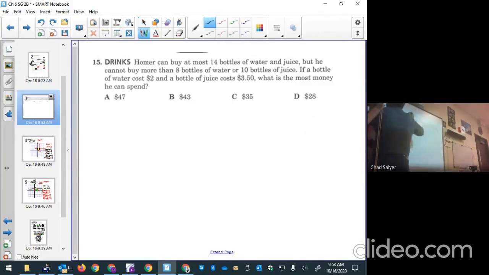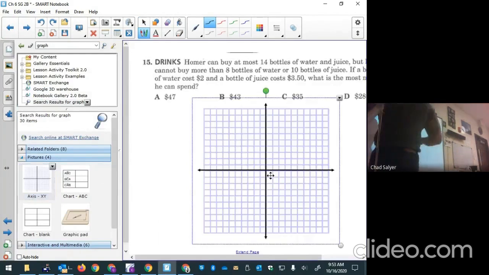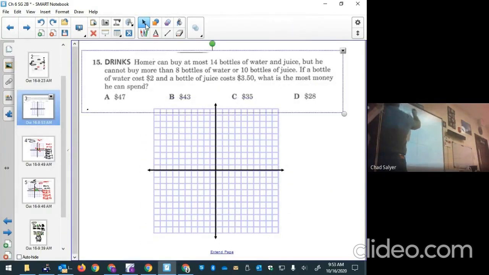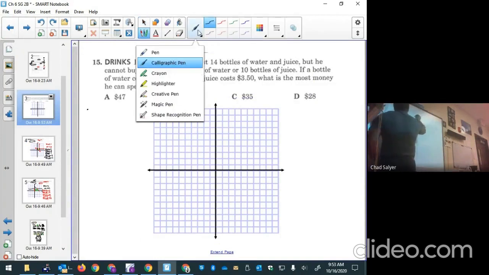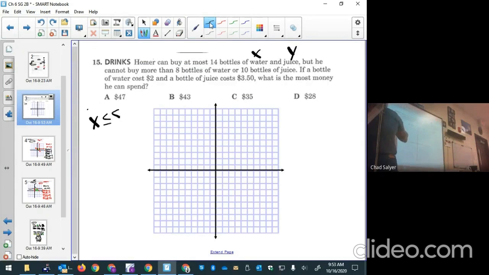So we'll use a graph again. We're going to develop our constraints from the word problem here. So I'm going to let x equal bottles of water. So x is water, y is juice. So he cannot buy more than 8 bottles of water. So x is less than or equal to 8. Or 10 bottles of juice. Y is less than or equal to 10.